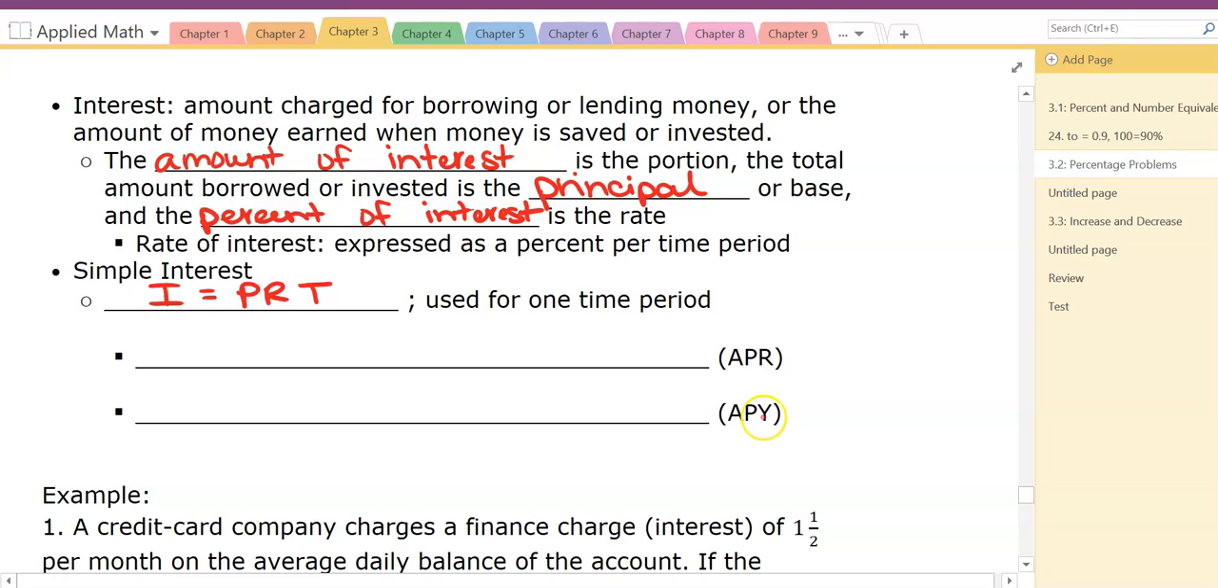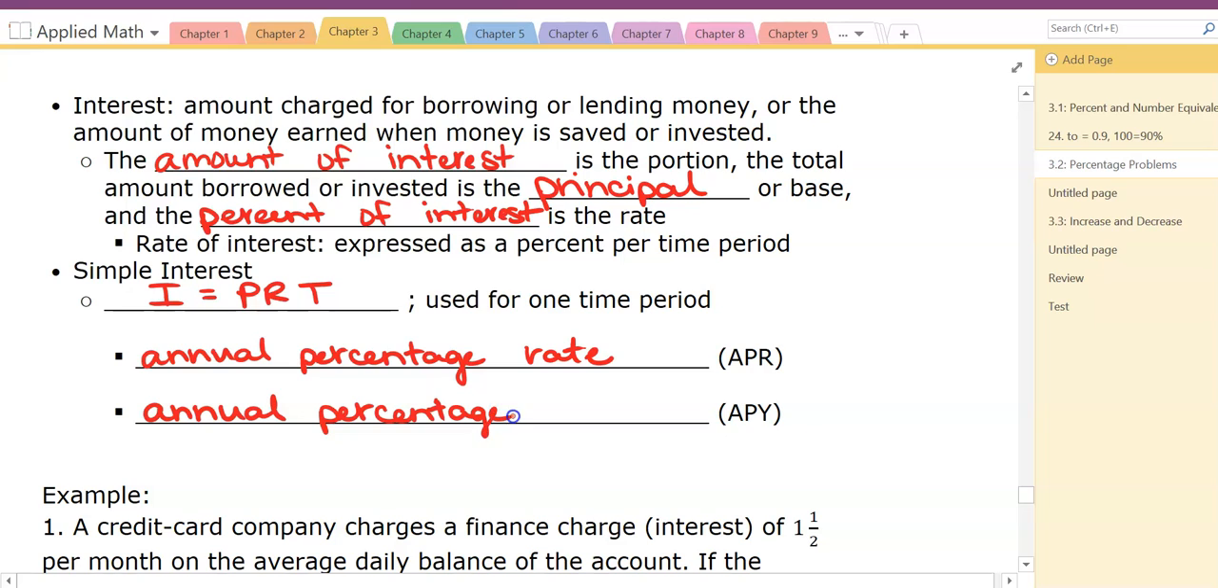We have APR and APY. APR stands for annual percentage rate. And APY stands for annual percentage yield. So annual percentage rate would be the interest rate that you're being charged every single time. The yield would be how much you're making every time that interest is compounded.